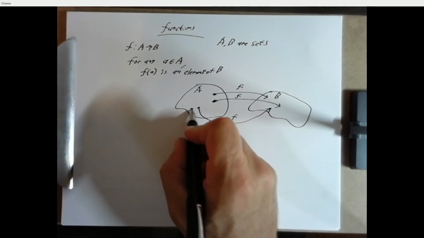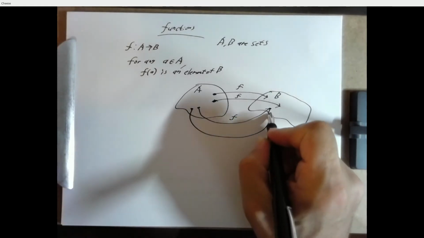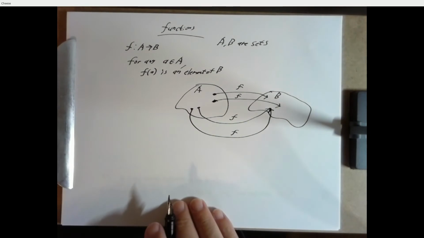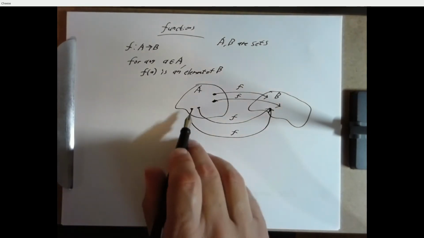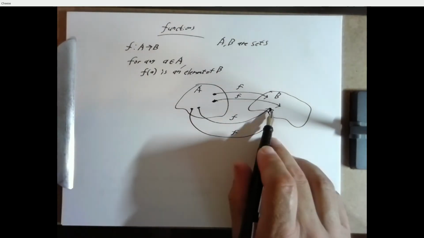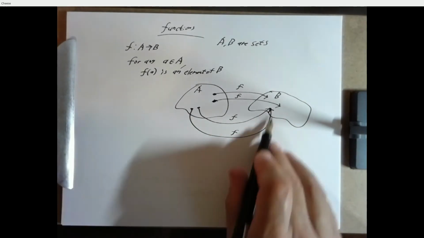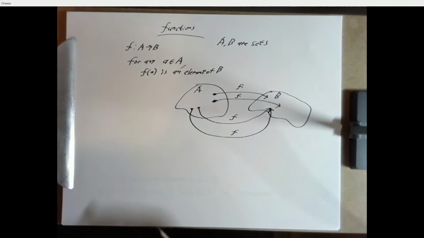Now, is it possible that 2 points map to the same thing? Absolutely. That does not stop it from being a function. All we require for a function is that for any point here, f maps you to a point here. Well, this point is mapped to something in B. This point is mapped to something in B. This is a function. Okay.